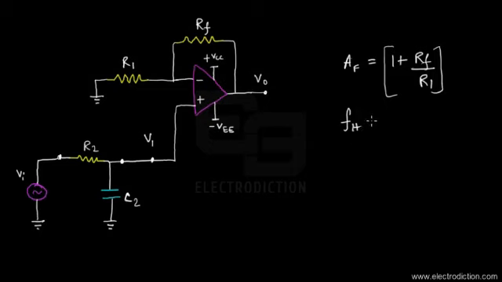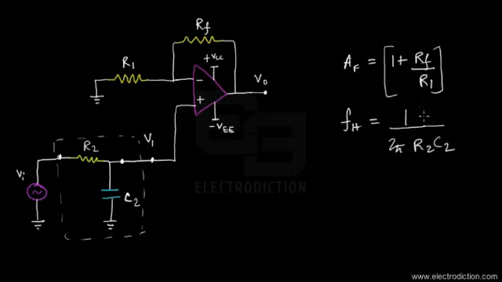So this will be equal to 1 by 2 pi R2 C2. That's the upper cutoff frequency of this passive filter circuit. This basically means that all those voltage signals whose frequency comes below the upper cutoff frequency would be passed to the output as the output voltage unattenuated, and those above it would be attenuated by the circuit itself.